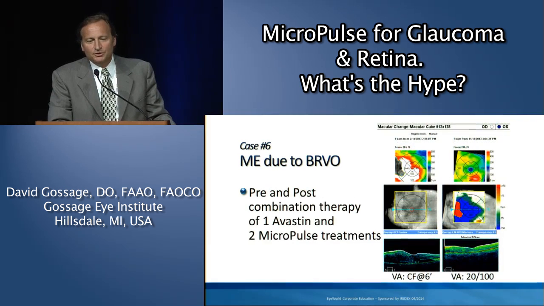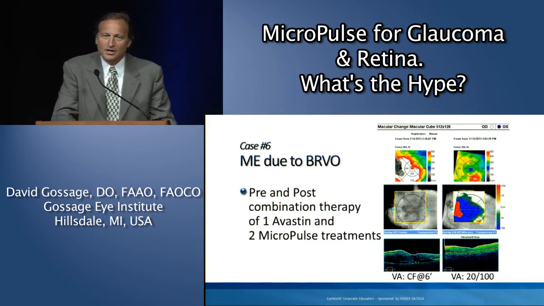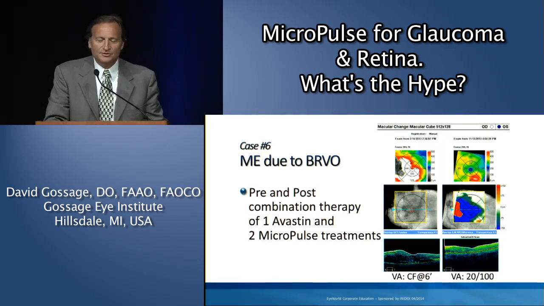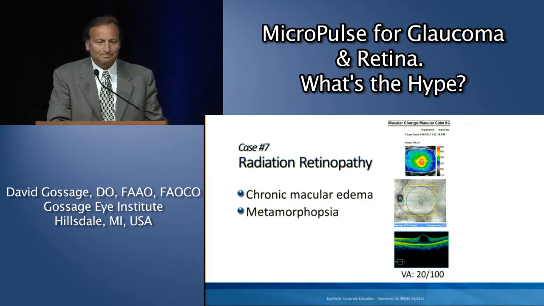So here's that patient again, pre and post combination therapy with 1 Avastin and 2 MicroPulse treatments, with vision improving from count fingers at 6 feet to 20/20. This patient probably would have required at least 5 or 6 anti-VEGF treatments to get the same effect. So I thought this was a nice combination therapy to be able to use.